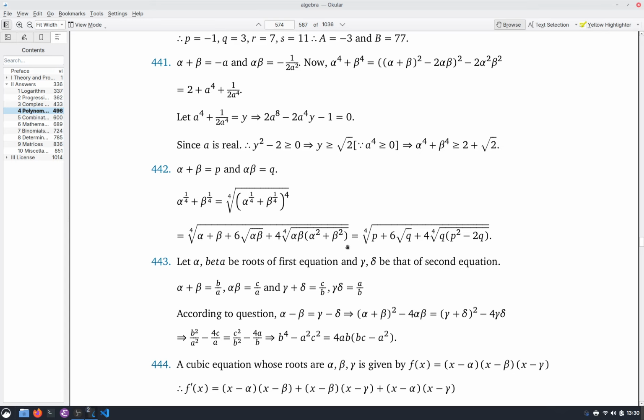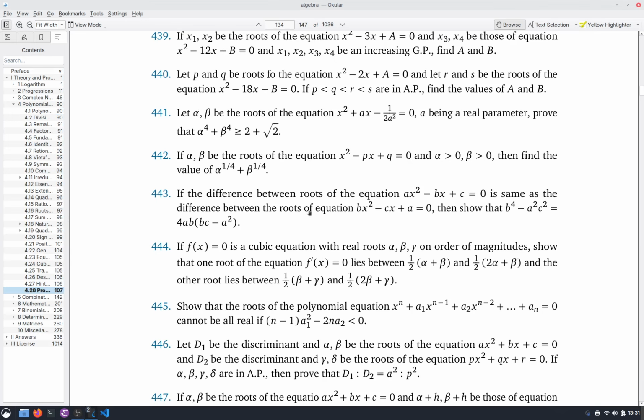Now it's a simple matter of substitution because alpha square plus beta square we write as alpha plus beta whole square minus 2 alpha beta. So alpha plus beta is p and alpha beta is q. We get this as the required value.